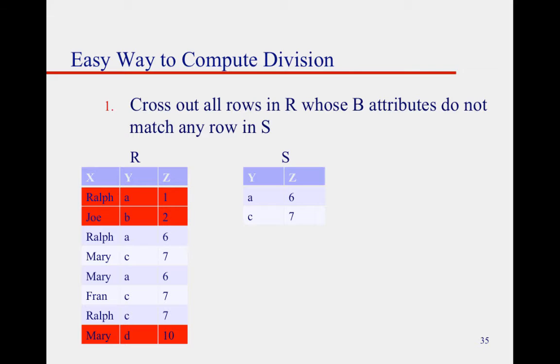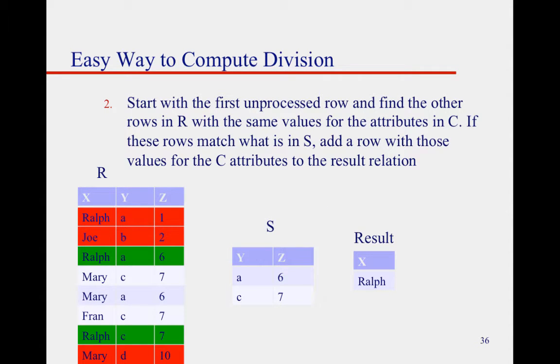When I first started with it, the way I understood it was, okay, I first cross out any rows in R where the Y and Z attributes don't line up with what I have in S. In this case, Ralph, Joe, and Mary's tuples don't line up with anything in S, whereas if I look at the remaining tuples, you see that their Y and Z match one of the tuples in S. So I started by crossing out all rows in R whose B attributes didn't match any row in S. Then I started with the first row that had a matching set, which was Ralph, and I would find all of Ralph's other tuples.